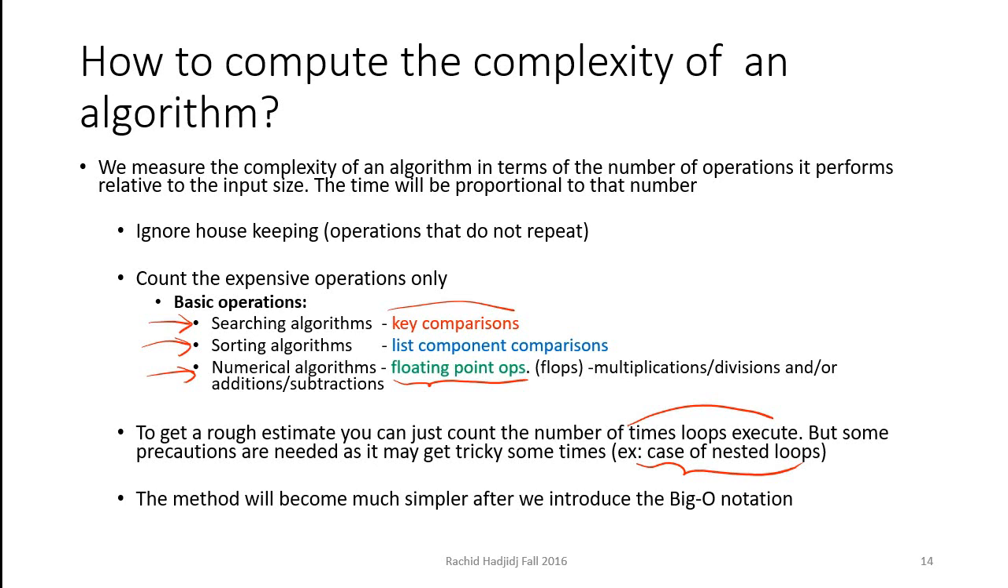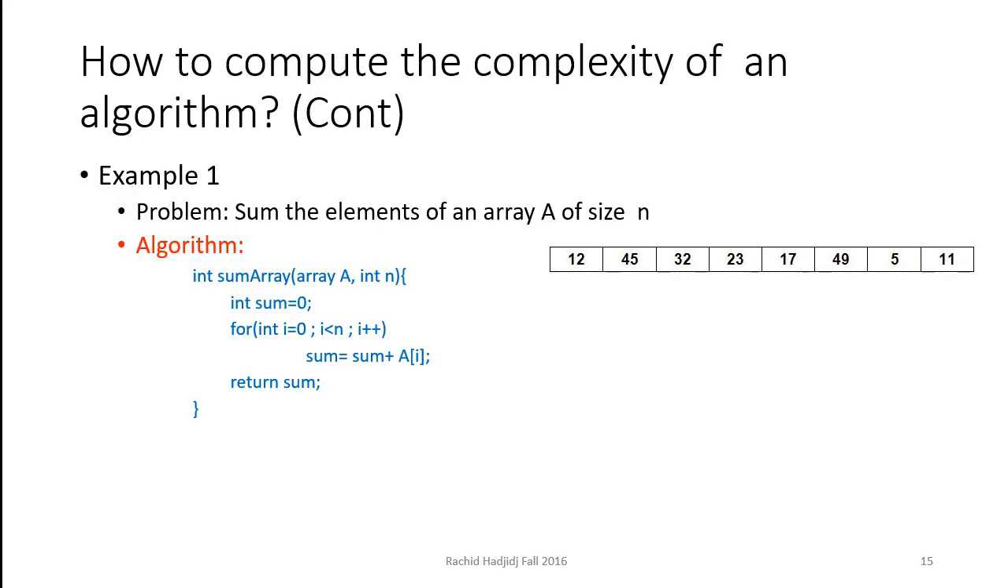And also you will see that the method becomes a little bit much simpler when we introduce the big O notation. To illustrate what we have just explained, let's apply it on an example. So the example we consider here is the example we started with. It's about summing the elements of an array A of size n. This is the algorithm.